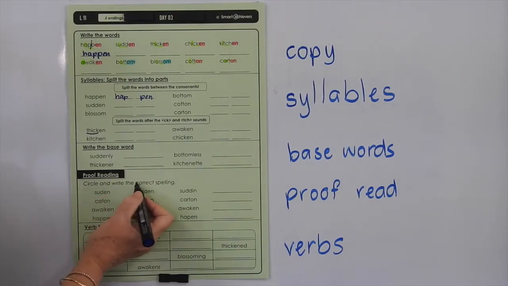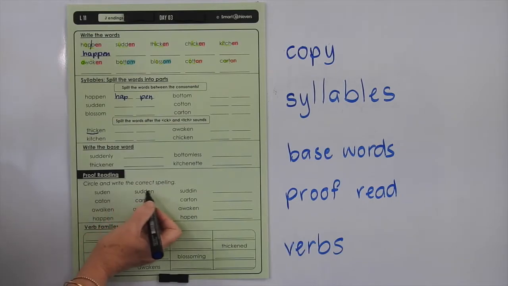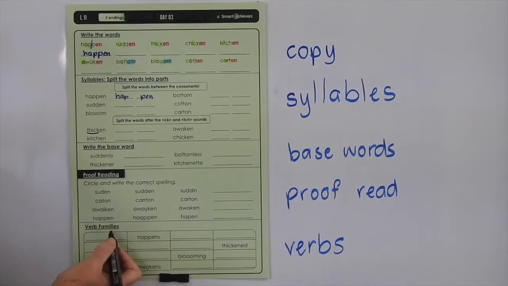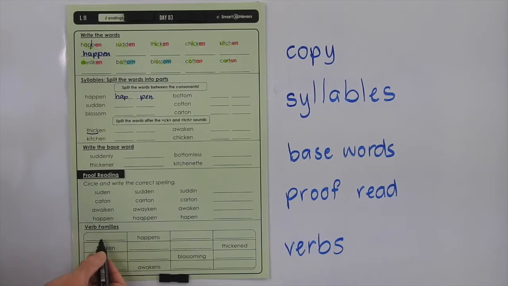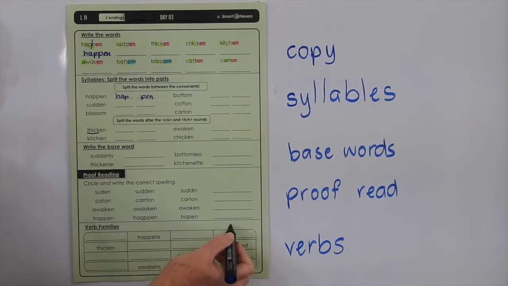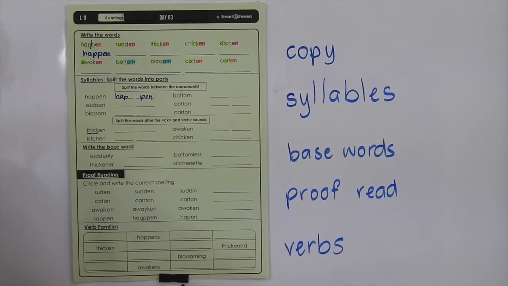Proofread, circle and write the correct spelling, sudden, sudden or sudden. You can write that there, that's quite an easy one for you hopefully. Verb families, you've got to write the base word, adding the S to the base word, adding the ing and adding the ed. So no tricks in any of that.